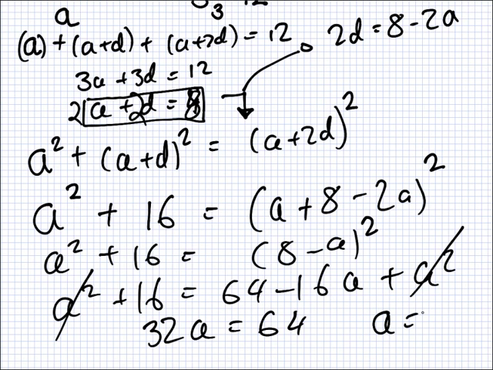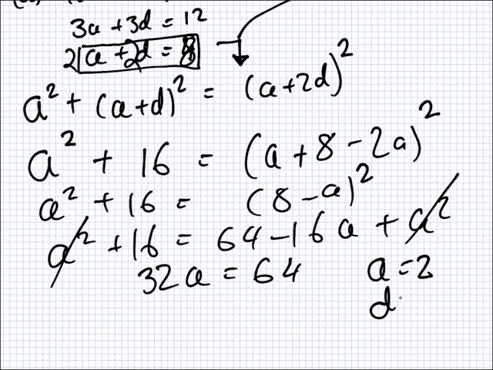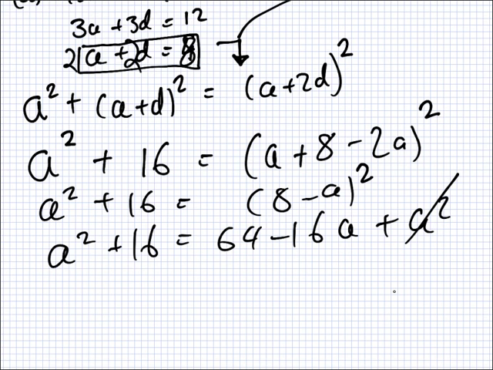A equals 2. But remember we said A plus D should equal 4. So what does D equal? What did we say? We said A plus D must equal 4. So D must equal 2. Hang on, something's gone wrong here. How did you get that? 32A. There's nothing like 16. There's 16 over... Thank you.